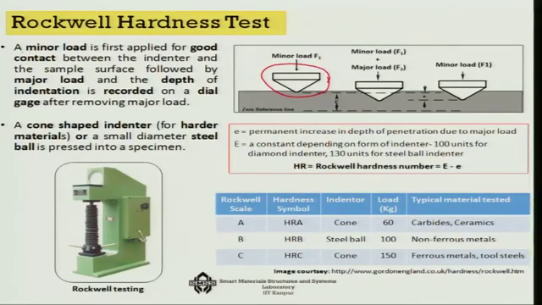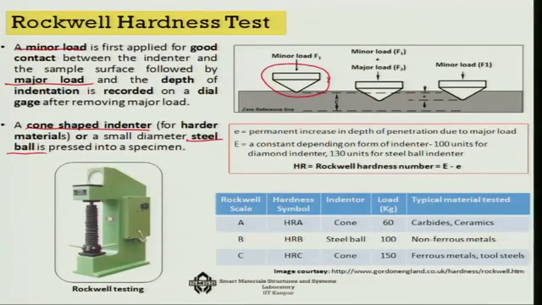One is a minor load, which is first applied for good contact between the indenter and the sample surface, followed by a major load, and the depth of indentation is recorded on a dial gauge after removing the major load. Here the indenter is a cone shaped indenter, which is usually used for harder materials, and sometimes a steel ball for relatively less hard materials.